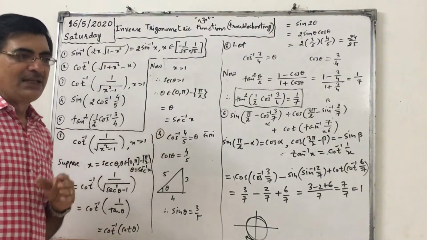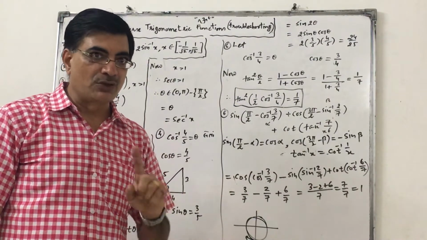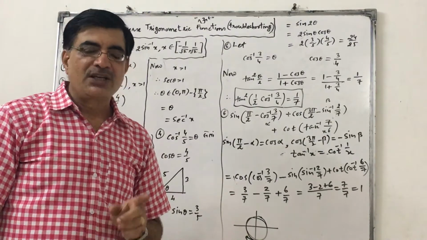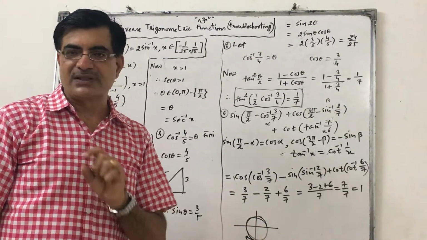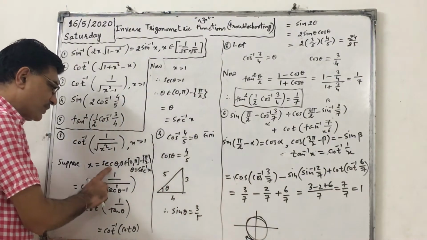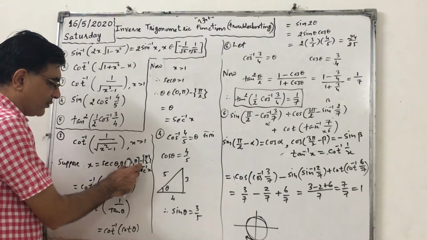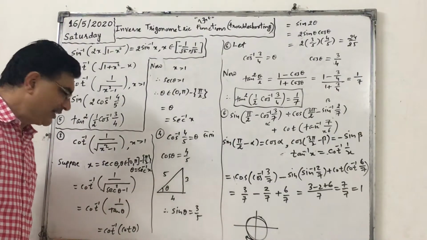Normally if it is 1 minus x square, we assume x equals sin theta, because 1 minus sin square will be cos square. If it is x square minus 1, normally we assume x equals sec theta, because sec square minus 1 will give us tan square. So x equals sec theta, where theta belongs to the closed interval 0 to pi, excluding pi by 2, because theta equals sec inverse x.